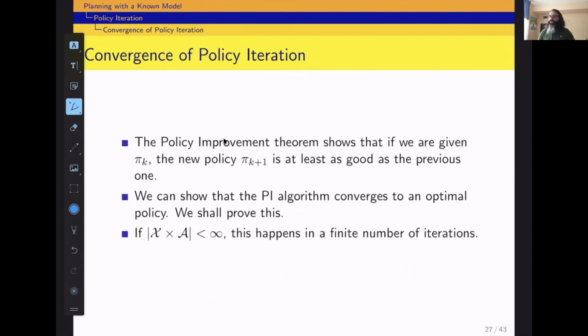Okay, so the policy improvement theorem shows that if we are given some policy pi k, the new greedy policy, pi k plus 1, is at least as good as the previous one. It doesn't show that it converges to the optimal policy. It's just not worse. But we can actually show that the policy iteration algorithm converges to an optimal policy, and we prove it. And if the MDP is finite, like the number of state actions is finite, this happens in a finite number of iterations.